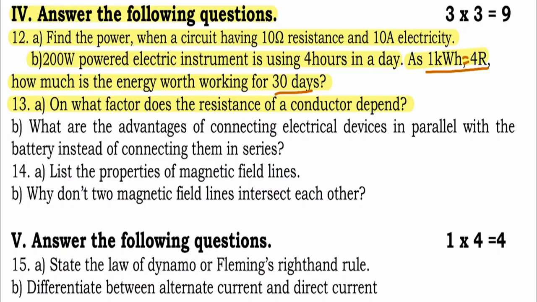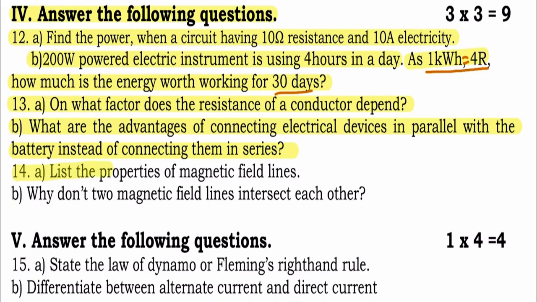Next question. What are the advantages of connecting electrical devices in parallel with the battery instead of connecting them in series? So if we connect them in parallel, the devices operate independently. Means if one device fails, the other device continues to work, and each device receives the full battery potential, means voltage, ensuring consistent performance. And we have flexibility, means we can add or remove any devices without affecting the operation.